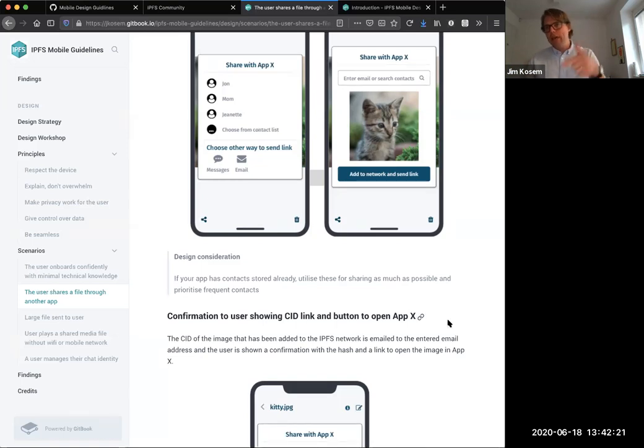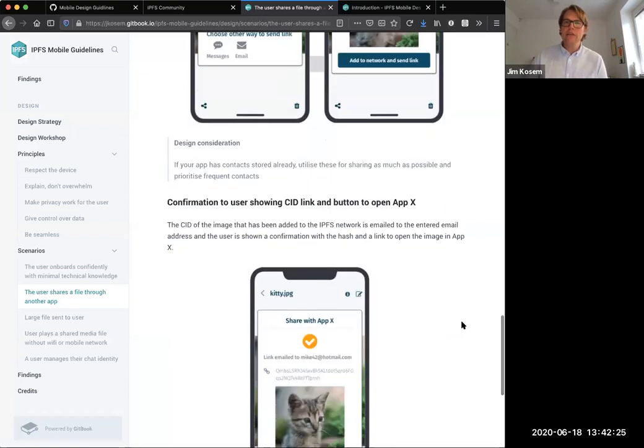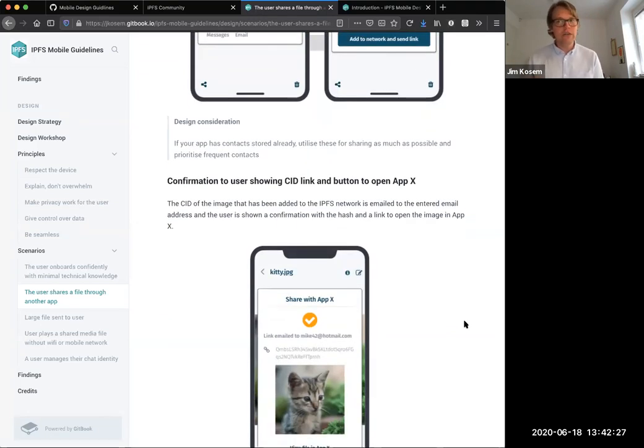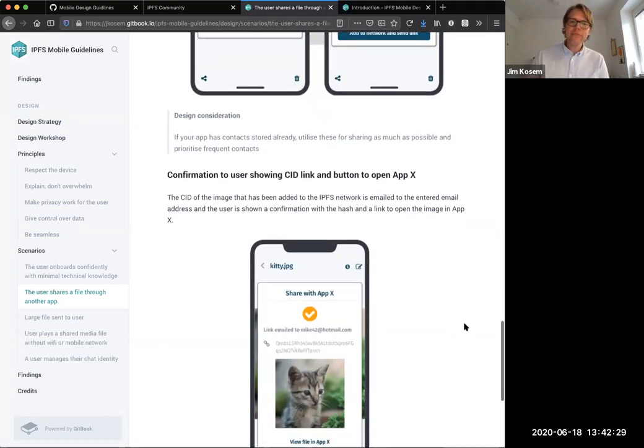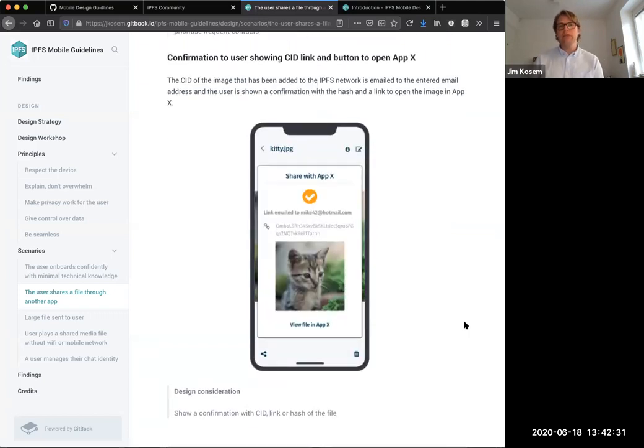So there's, again, education throughout all of the interactions, saying, oh, it's on the network. I have confidence it will be there later. And perhaps most important out of all this is the confirmation, and then linking it back, and then showing that really long bunch of letters and numbers and all that other stuff, but that means IPFS, and that means it's safe somewhere. So it's, again, confidence building throughout these little bits of interactions.